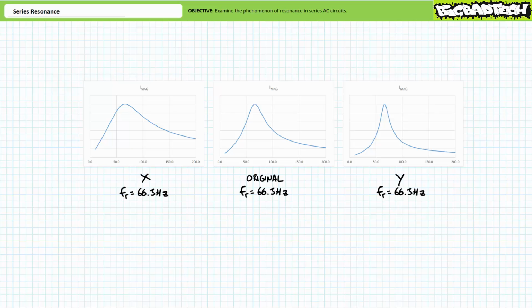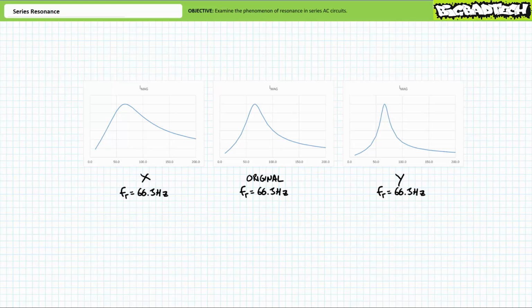Compare and contrast the plot of current magnitude as a function of frequency with these plots for two additional circuits, circuit X on the left and circuit Y on the right, plotted on the same scale as our original circuit in the center. Yes, the character of these additional plots may appear subtly altered, but if you think about it, they're all permutations of the same general purpose plot of current as a function of frequency.